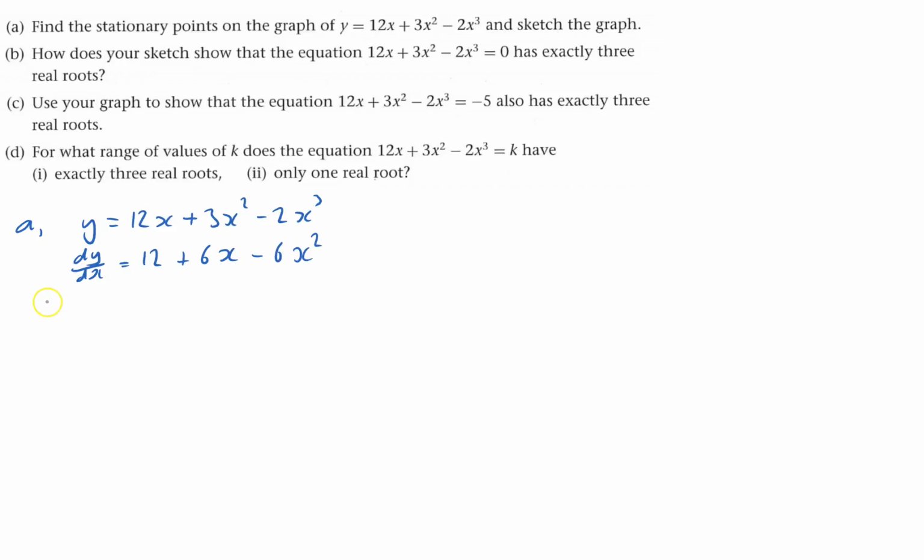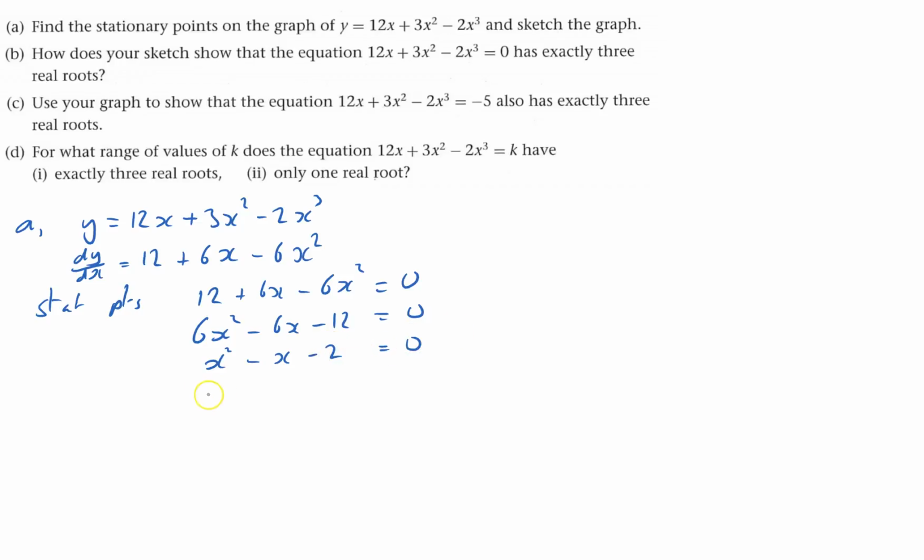And for stationary points, 12 plus 6x minus 6x squared equals 0. But I'd rather put it the other way around, so I'll change the sign as well: 6x squared minus 6x minus 12 equals 0. Divide through by 6, so x squared minus x minus 2 equals 0. And this looks like it'll factorise.